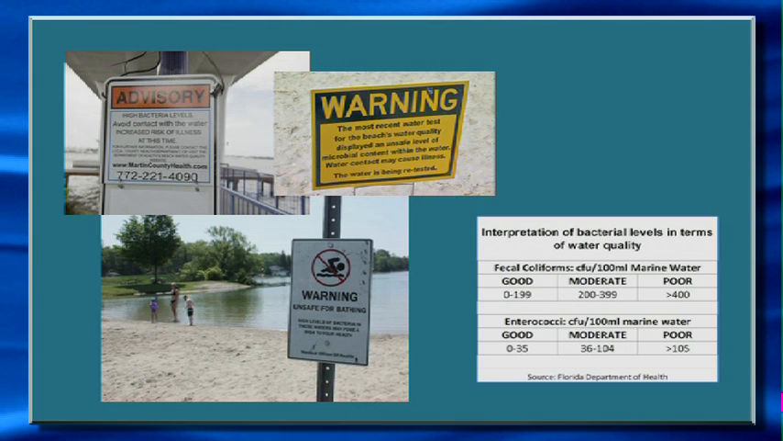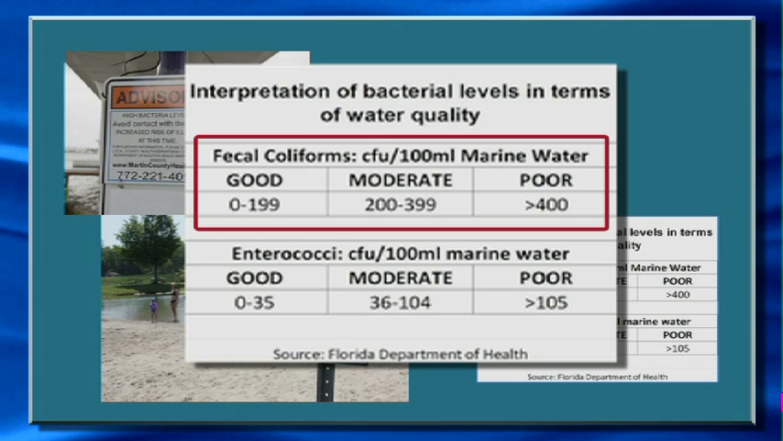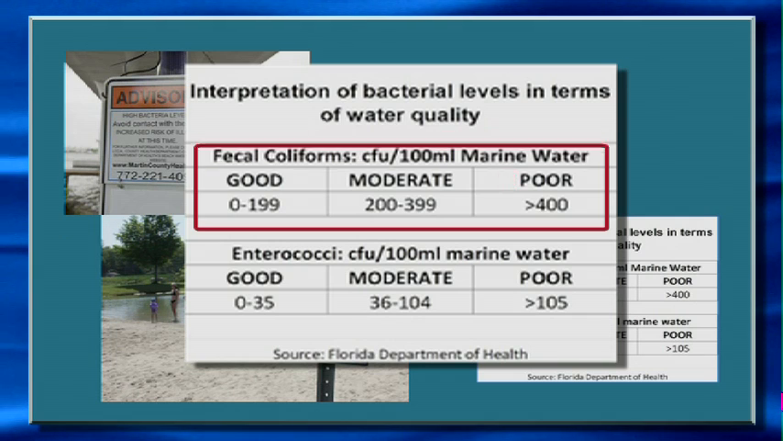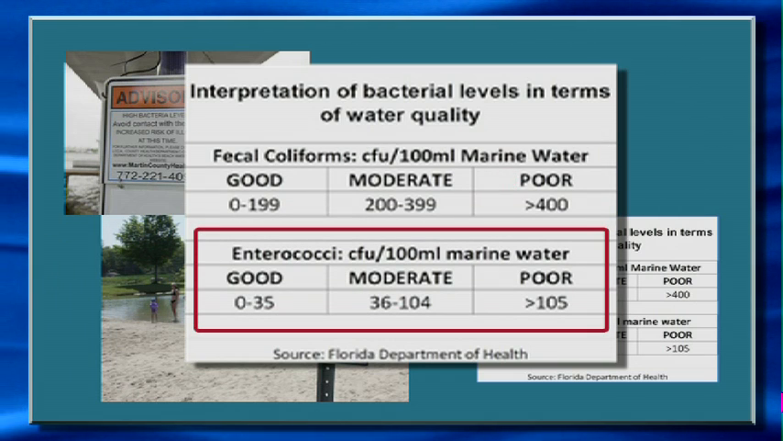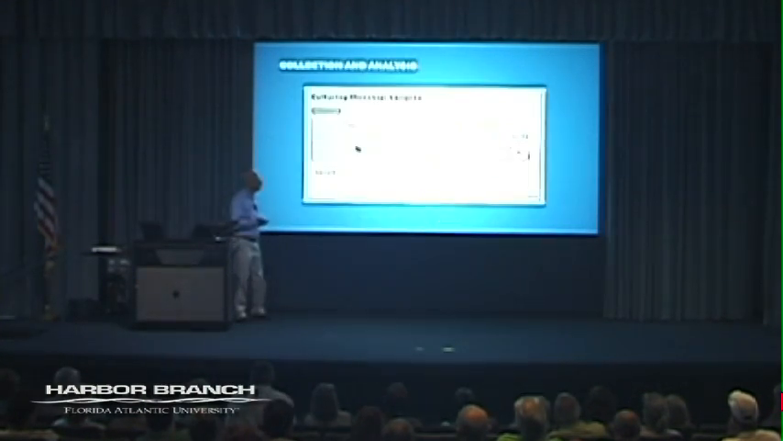But the state has strict guidelines on how we can interpret these tests. So for fecal coliforms, they have distinct numbers which say the water is good if there's less than 200 CFUs per 100 mils, and it's poor if there's over 400. For the enterococci, the numbers are lower, so 35 or less is good, over 105 is poor. So we have these guidelines, we know where we're working towards.